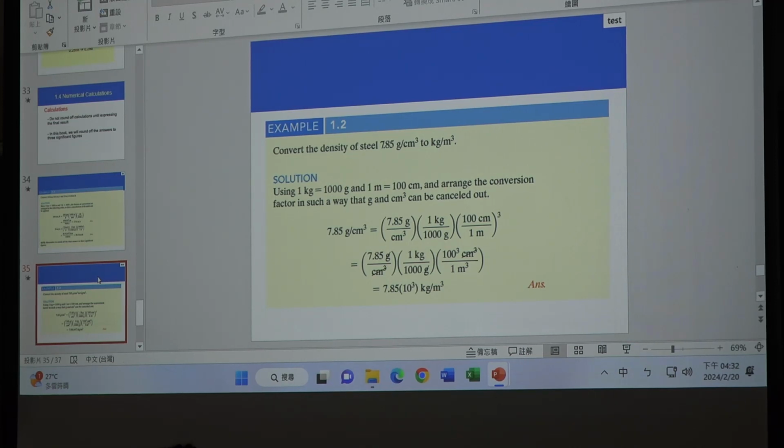Okay, so if no problem, we'll just move on to the forces and vectors, and hopefully we can explain that a little bit in detail, and if possible, we can finish a little earlier too.